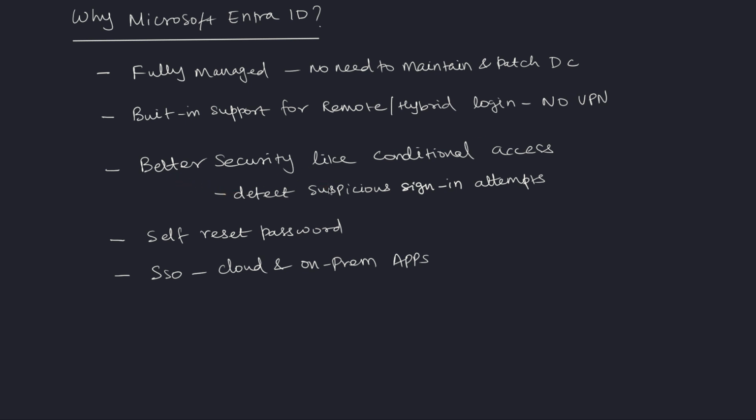Microsoft Entra ID also provides better security. This includes things like conditional access, and it can also detect suspicious sign-in activities and stop them. It also provides the option for users to self-reset their passwords, so they themselves will be able to reset their passwords. And it allows you to use single sign-on for both cloud-based and on-premises apps. So although the service is hosted in the cloud, the single sign-on functionality can be used for on-premises applications as well.